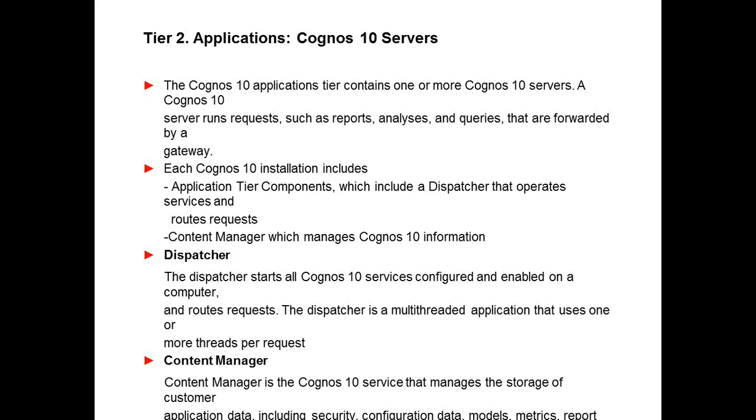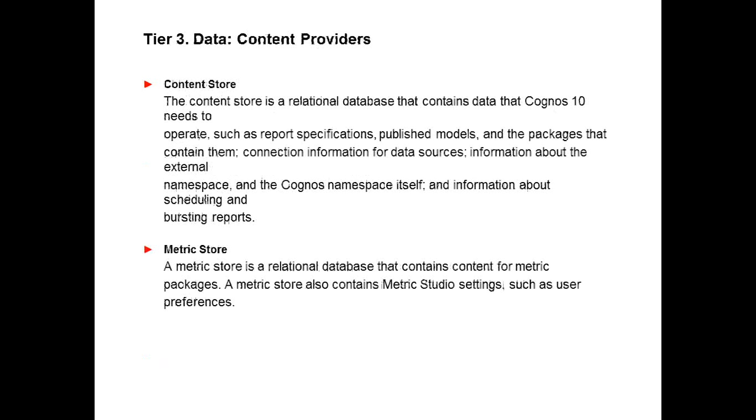And then within the application tier we have the content manager, which is the Cognos service that manages the storage of customer application data, including security, configuration data, models, metrics, everything. All report specifications will be in the content store, which will be managed by the content manager. The content store will be in the third layer, but the content manager will be at the second level. It manages the content store.